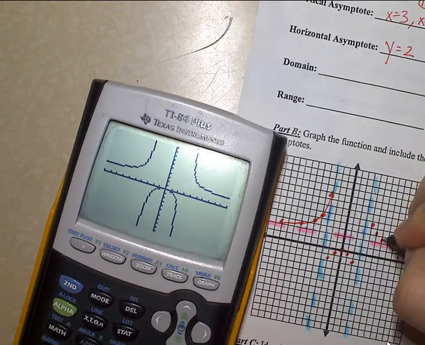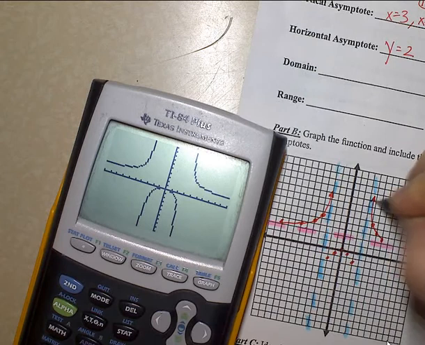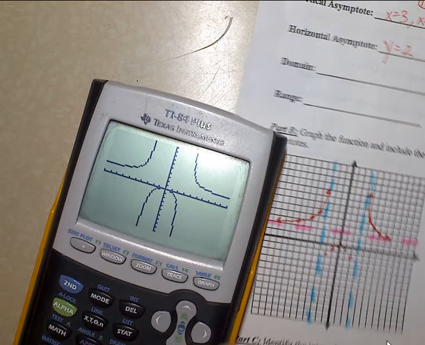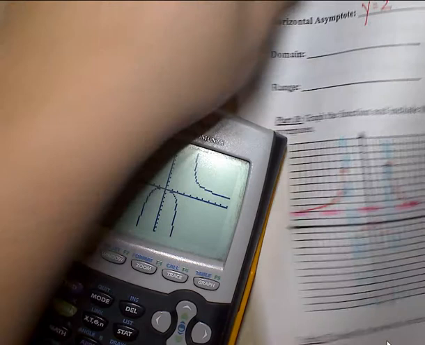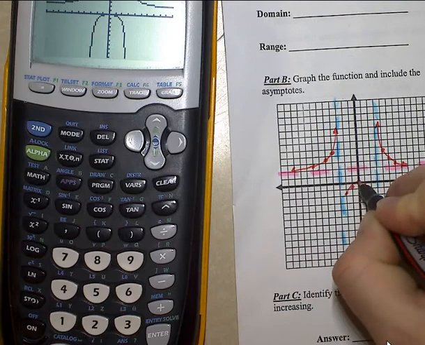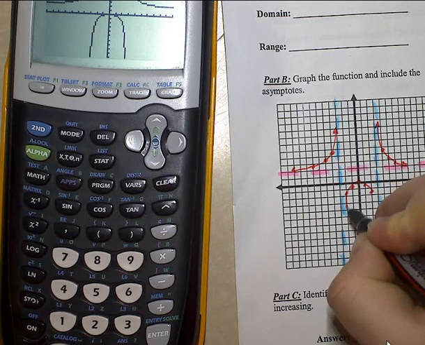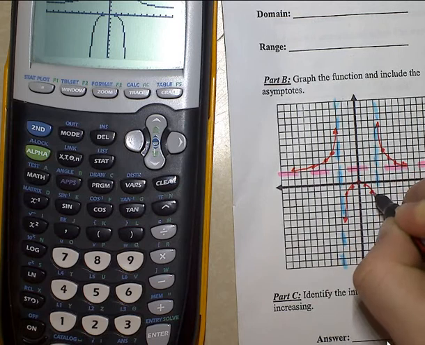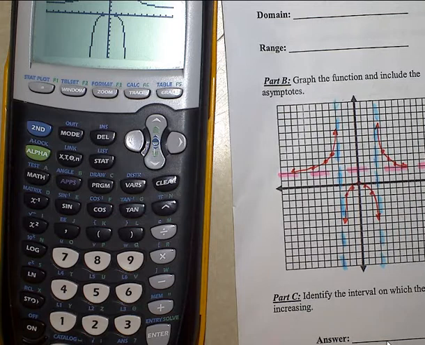On the outside portions of this function, the middle function will come up as high as y equals 0, and then as it goes down it gets closer and closer to the vertical asymptotes but never touches them.